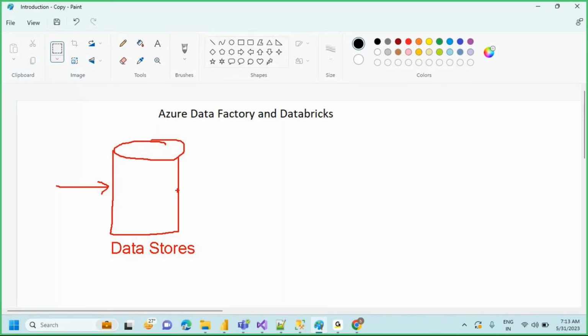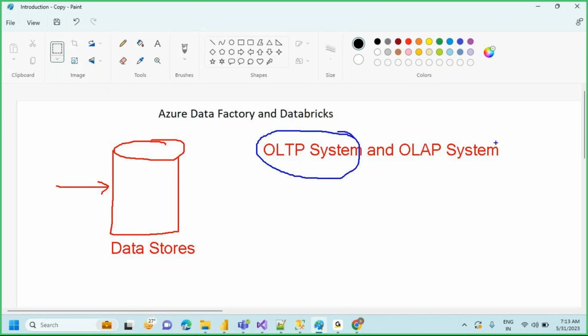When it comes to data stores, we have two different systems. Very frequently we face this in interviews: what is the difference between OLTP system and OLAP system? What is the purpose of the OLTP system, where exactly are we going to use it, and what is the OLAP system and where are we going to use it? Both are data stores only, or we can say databases.